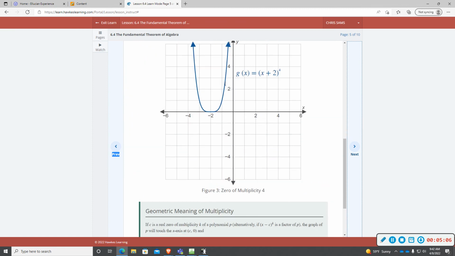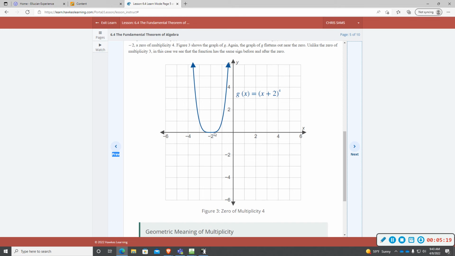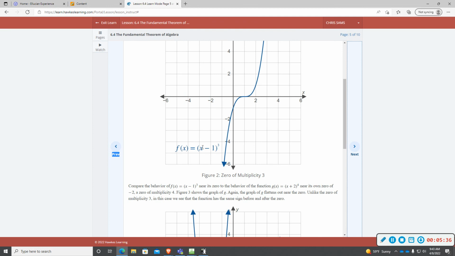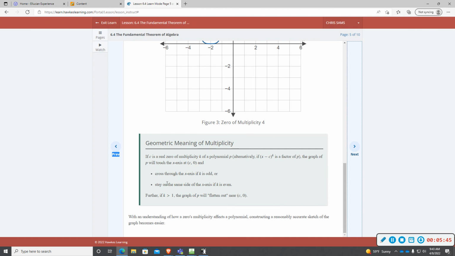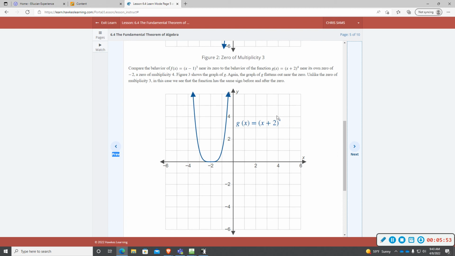Now, we also look at the multiplicity to tell us some other information. This will explain whether a graph will cross the x-axis or simply come down, touch, and turn around. You will have a zero that crosses the x-axis if the multiplicity is odd. So if we're looking at something like x minus 1 to the third, that's an odd multiplicity. It crosses the line. And then this one says stay on the same side or simply touch the x-axis if it's even. So here we have x plus 2 to the 4th power, and you can see how this comes down and touches the x-axis. It doesn't go across, and then it goes back up. So if it's odd, it crosses. If it's even, it touches.